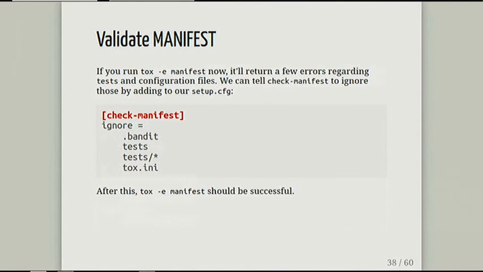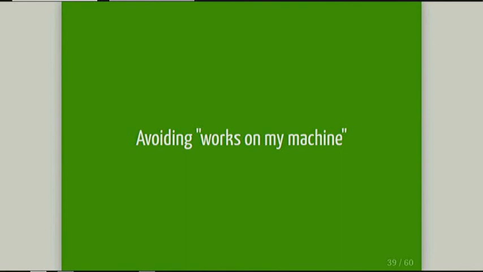Basically it will tell you all the files that you have committed to your repository that will not be included in a package. Some of the files you don't want to include anyway, like this .bandit file, like the tox.ini file. So you just configure check-manifest on what to ignore, by adding to your setup.cfg file what you want to ignore. Cool. So that's it for testing.